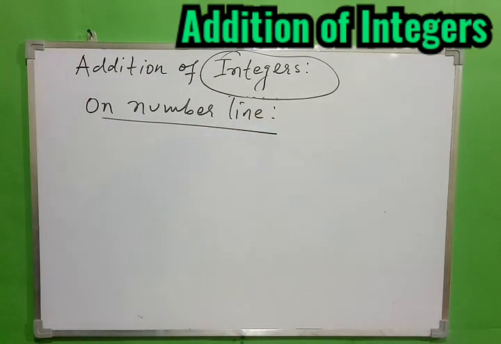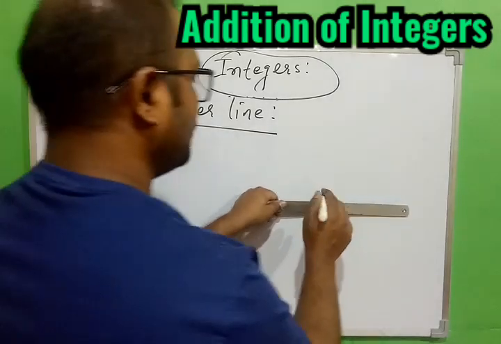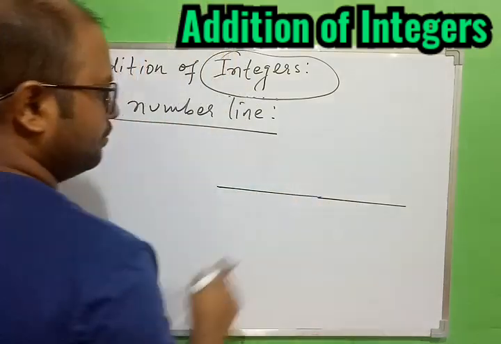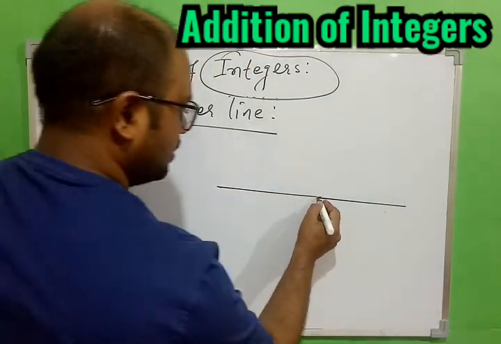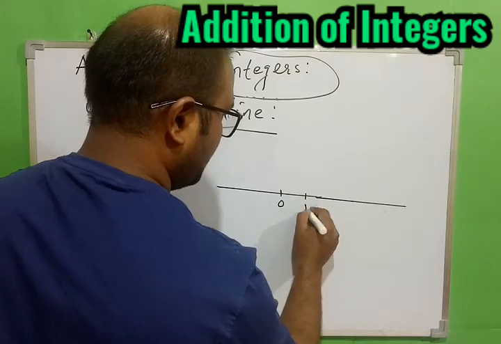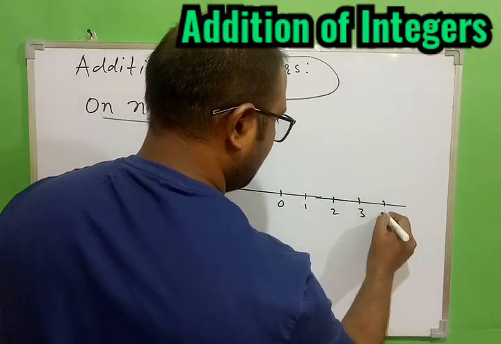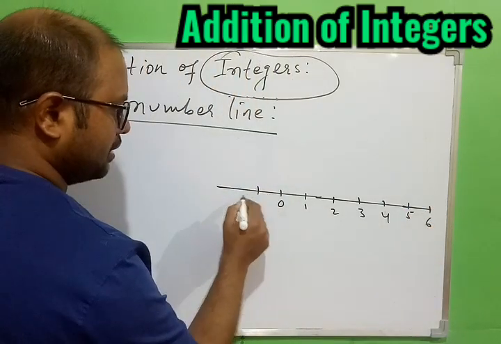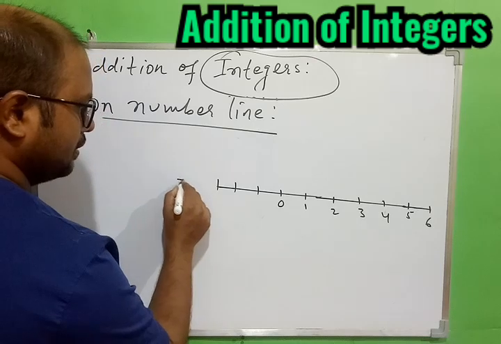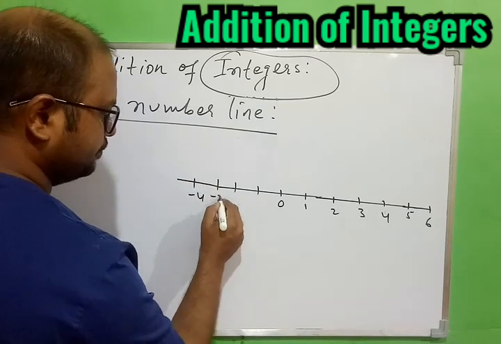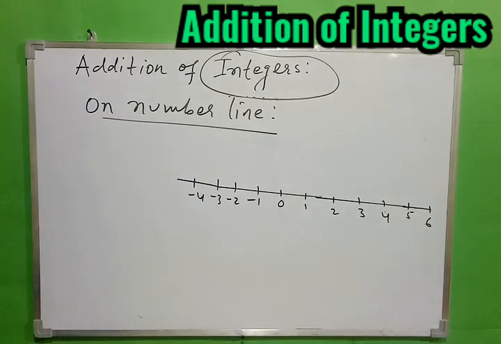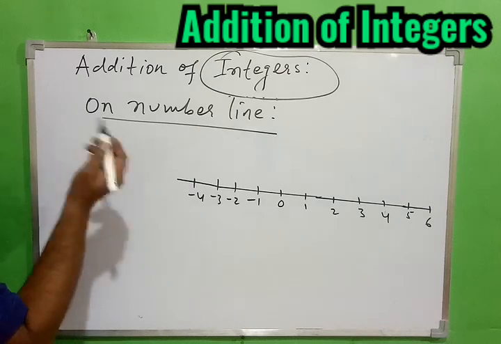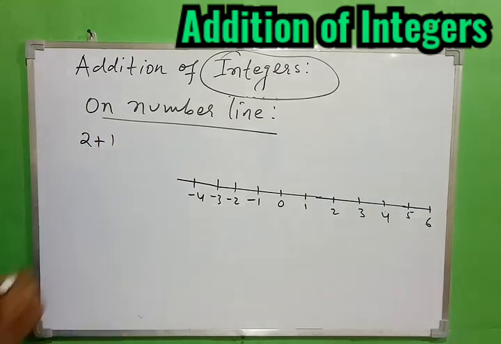Okay, so let me make a rough diagram quickly, that is how to show the addition of integers on the number line. So let's take some examples here. So 0, 1, 2, 3, 4, 5, 6. And let's take minus 1, minus 2, minus 3, minus 4. So how to show the addition of integers on the number line? So just take an example. First of all, we have 2 plus 1.